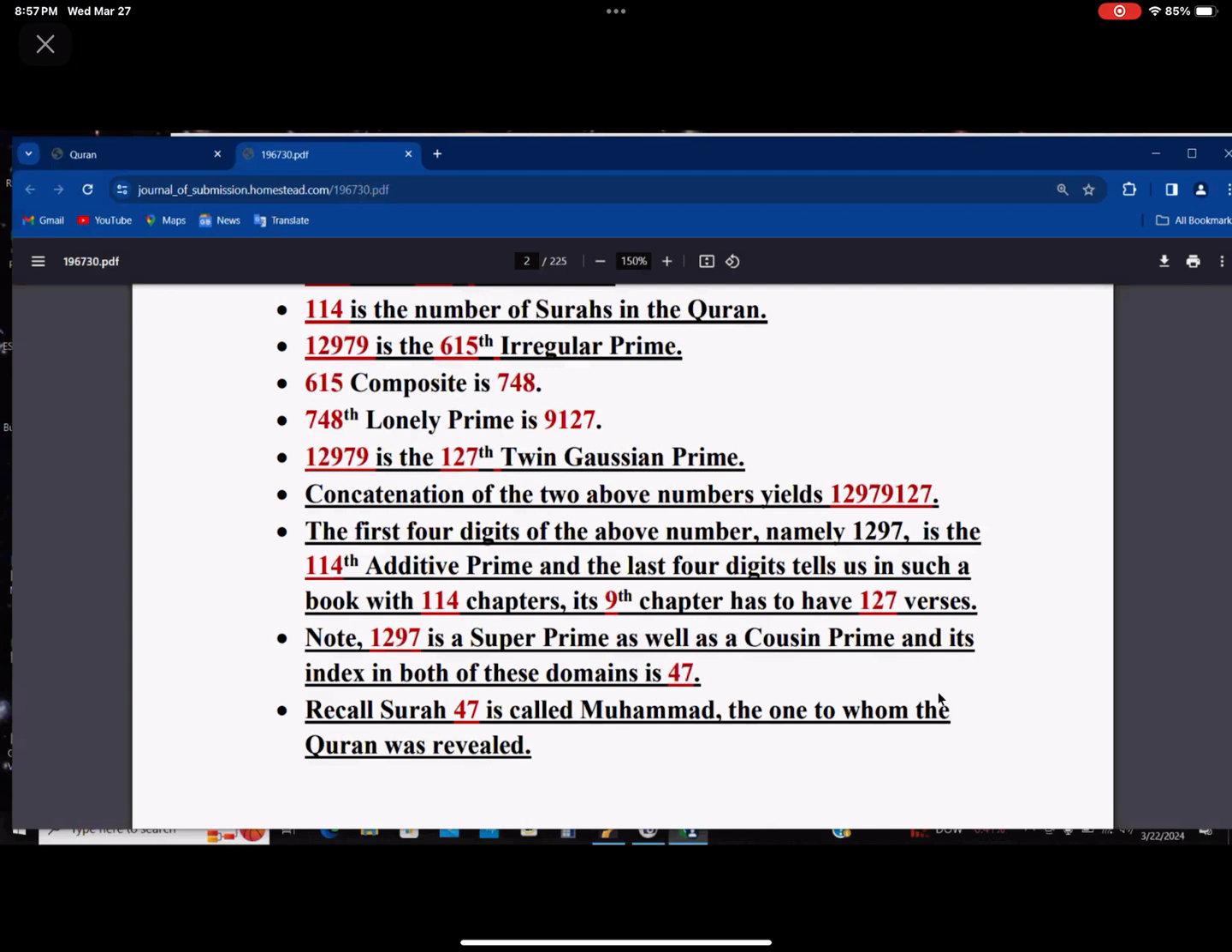So, also, note that 1297 happened to be a super prime as well as a cousin prime. And its index in both of these domains is 47. Recall, Surah 47 is called Muhammad, the one to whom this Quran was revealed.